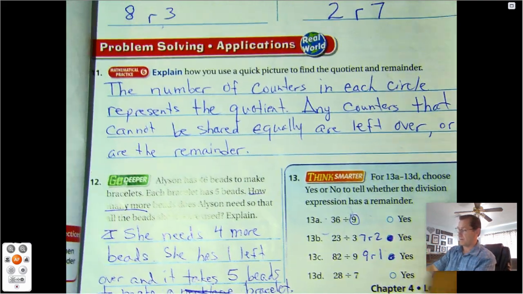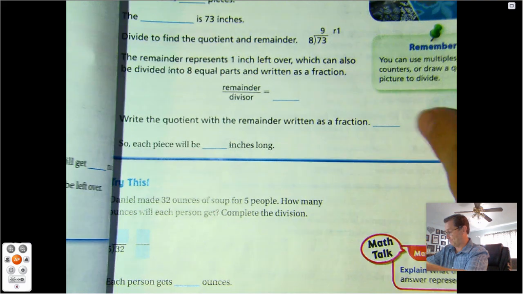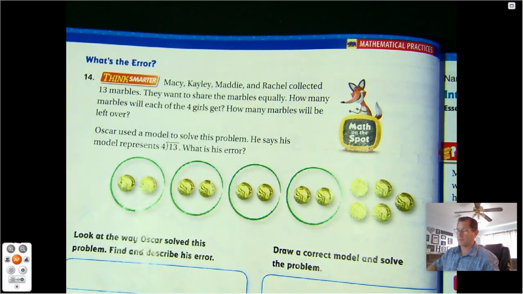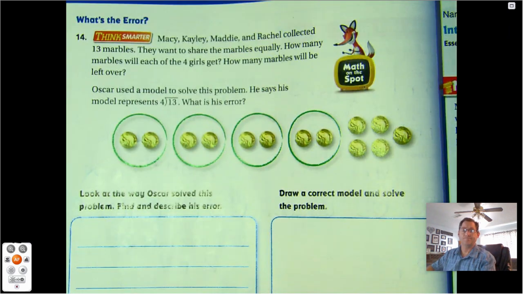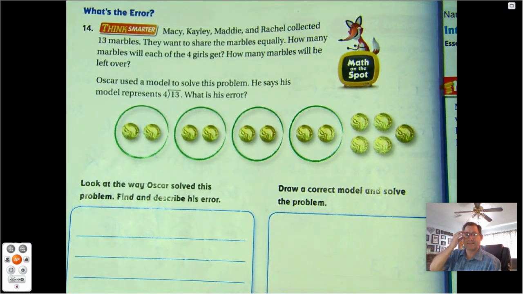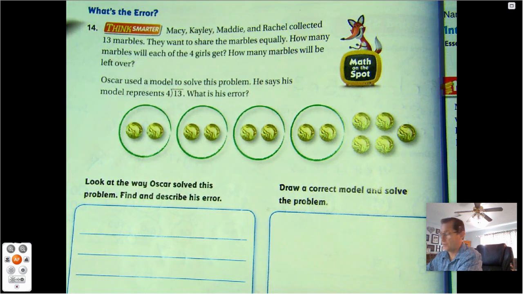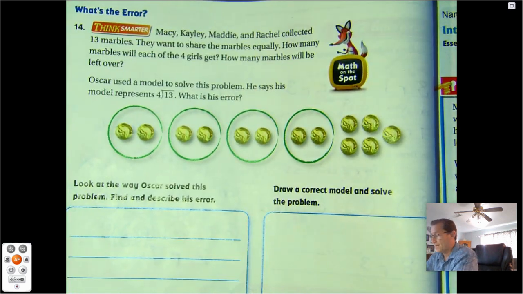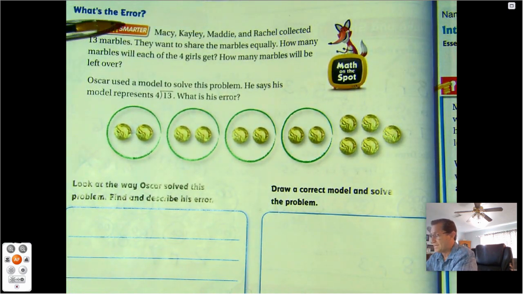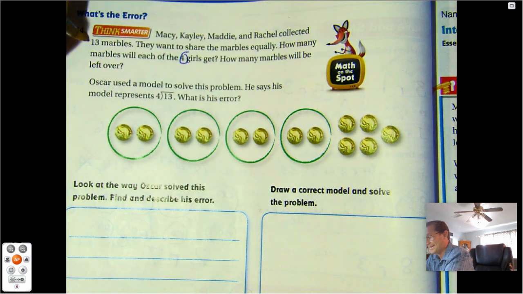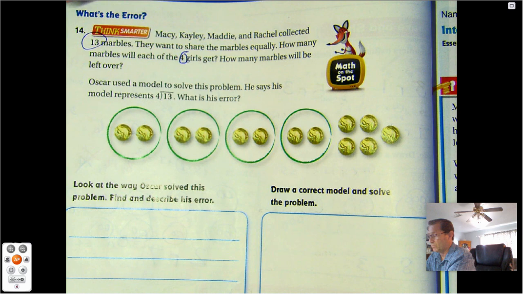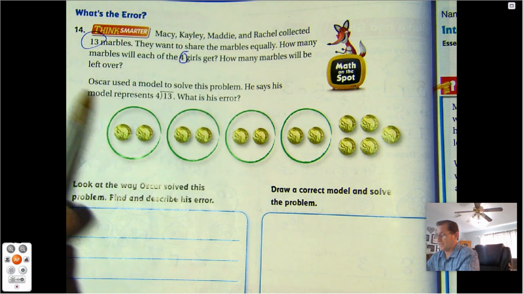On page 150, what's the error? Okay. Macy, Kaylee, Maddie, and Rachel collected 13 marbles. They want to share the marbles equally. How many marbles will each of the 4 girls get? How many marbles will be left over? And it says here, Oscar used a model to solve this problem. He says the model represents 13 divided by 4.